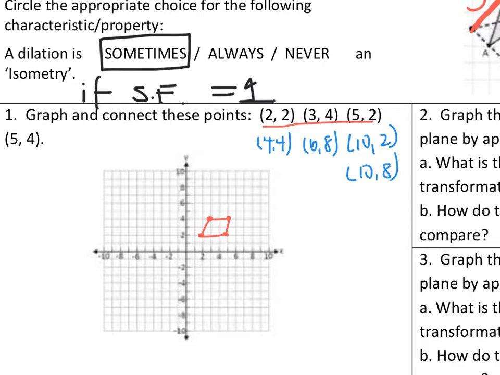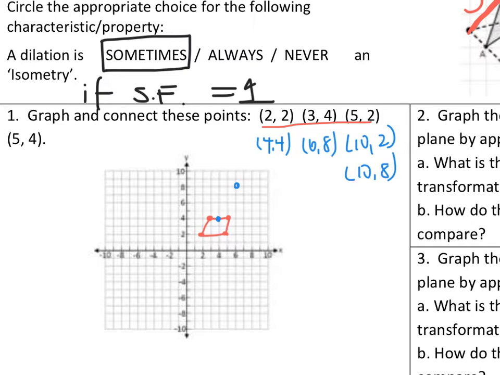So (4, 4), (6, 8), (10, 4), and then (10, 8), which is up here. And so our scale factor was bigger than 1, so our new image is larger.